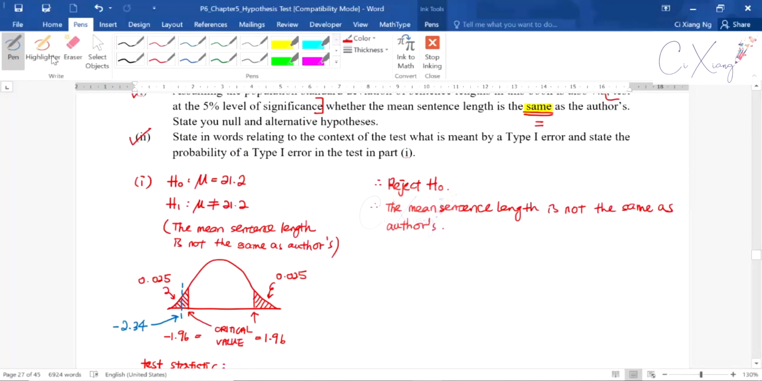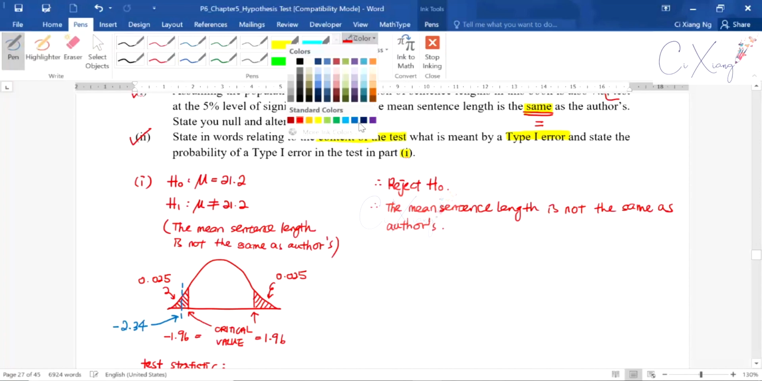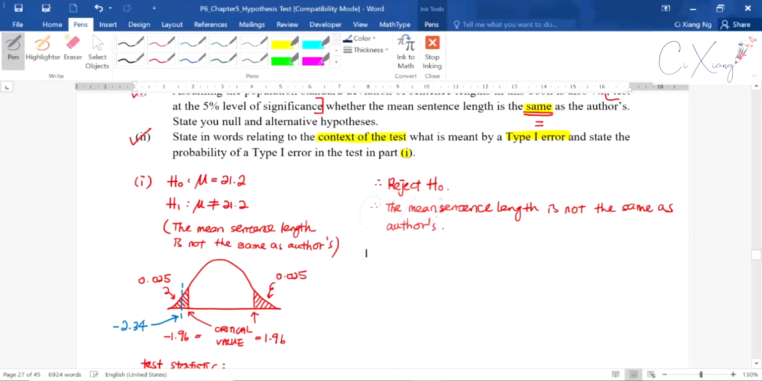For part number 2, they want you to state in words relating to the context of the test. Context of the test means that they want you to write by using a sentence or statement that is related to the question. What is meant by type 1 error, and state the probability of a type 1 error in the test in part 1. They want you to write out the definition for the type 1 error, but you need to use the situation for this question. Maybe you can state the probability for type 1 error first.